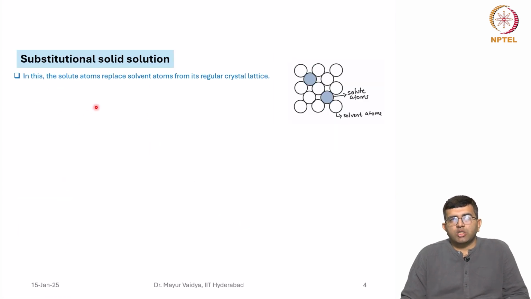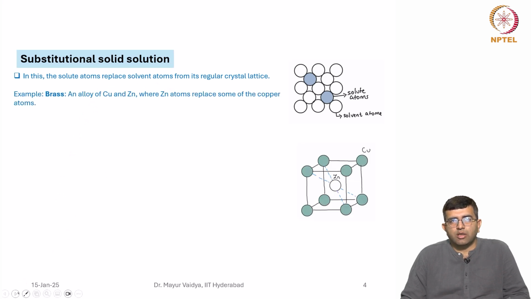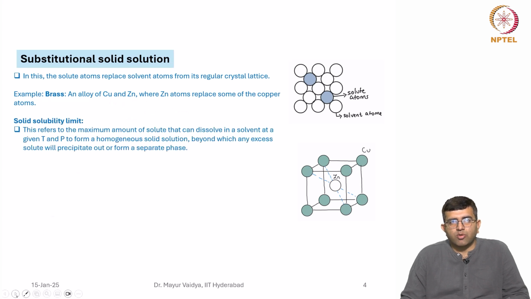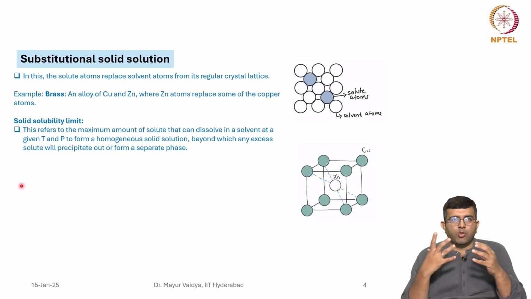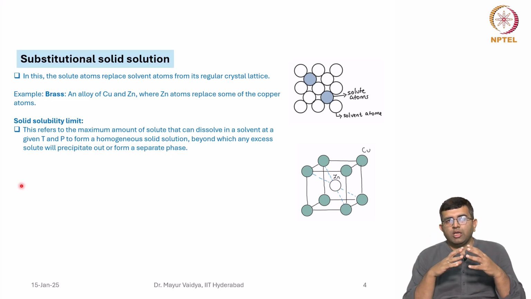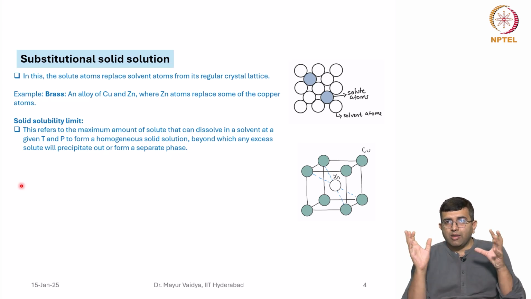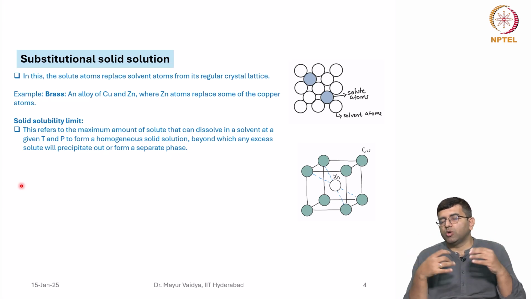Then substitutional solid solutions are those where the solute atoms replace the solvent atoms from the regular crystal lattice. A host of examples exist, like brass, an alloy of copper and zinc, where zinc replaces some of the copper atoms. But when we talk about solubility, it is not that any amount of solute you put will go into the solvent without forming any new phase.